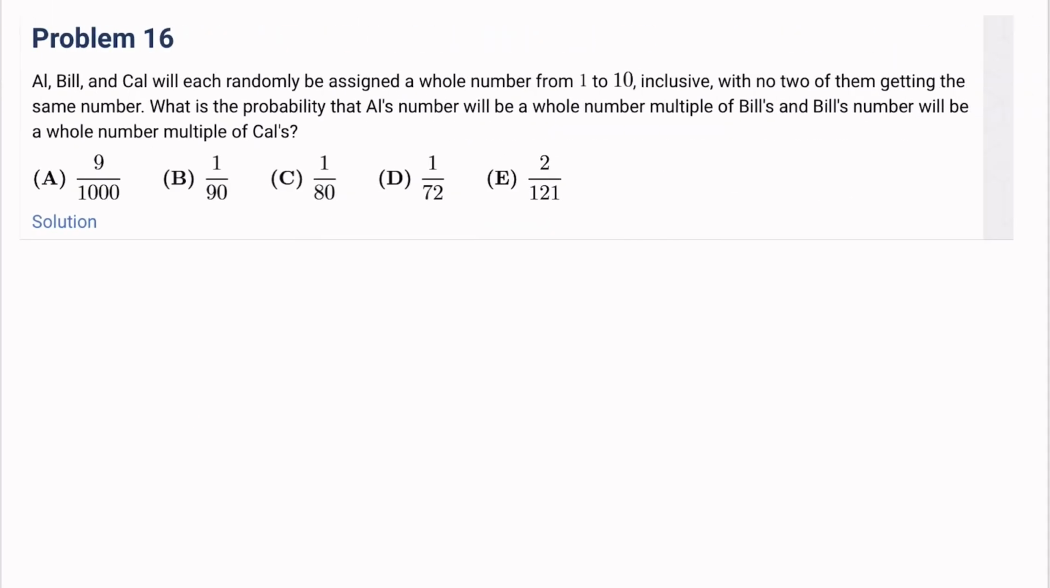Number 16. Al, Bill, and Cal will each randomly be assigned a whole number from 1 to 10 inclusive, with no two of them getting the same number. What is the probability that Al's number will be a whole number multiple of Bill's and Bill's number will be a whole number multiple of Cal's?